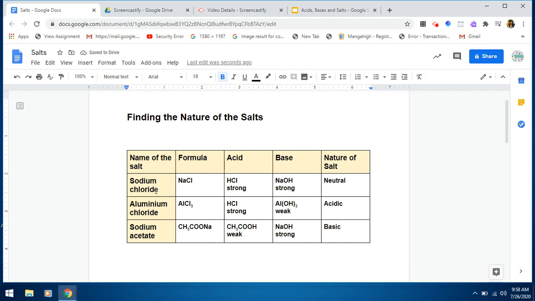So I don't need to learn the examples of neutral, acidic, or basic salts. I can myself judge whether these salts are acidic, basic, or neutral.